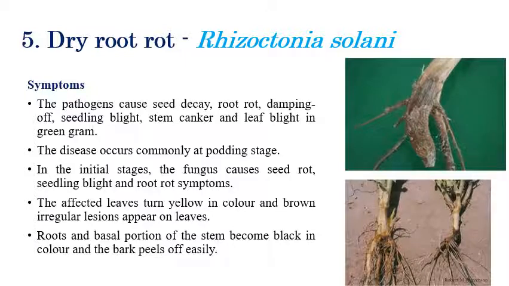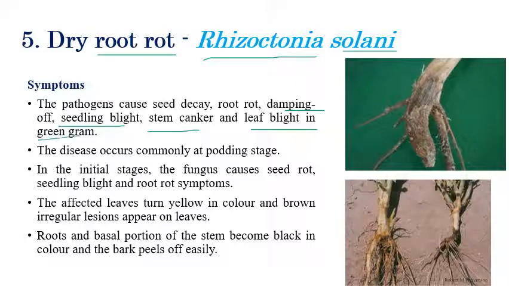So the next disease is dry root rot, which is caused by Rhizoctonia solani. The name itself indicates rotting of the root region. On the right side we can see that the pathogen causes seed decay, root rot, damping off, seedling blight, stem canker, and leaf blight in green gram. These are the different types of symptoms that can be caused by this pathogen, Rhizoctonia solani.